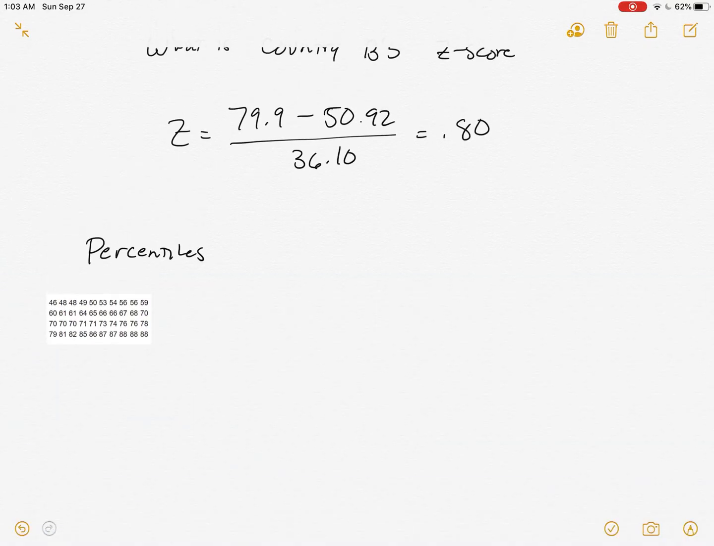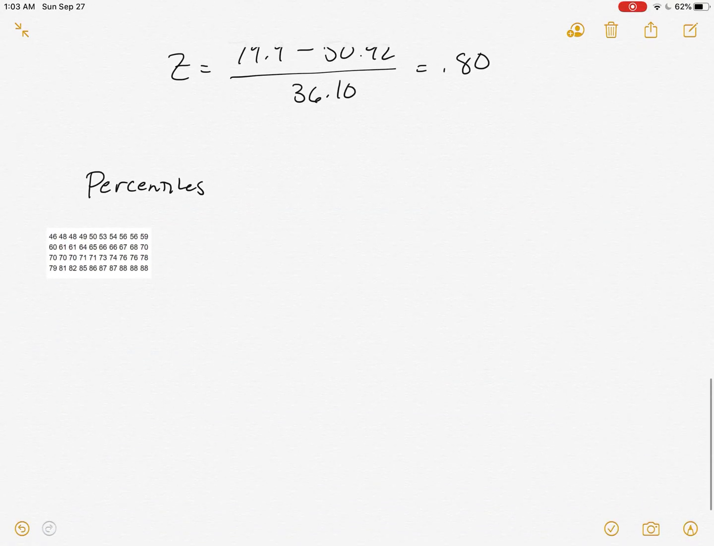So in order to calculate a percentile, the percentiles that they're going to care about are usually standard ones like the 25th percentile, 75th percentile.